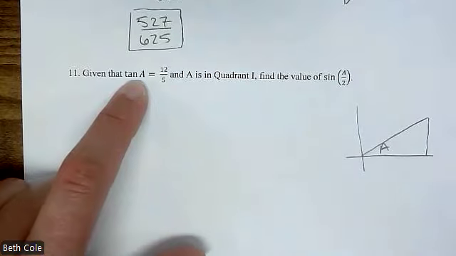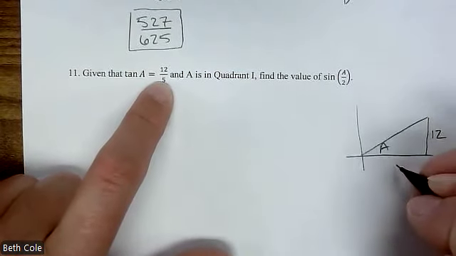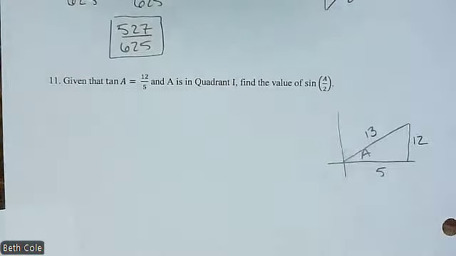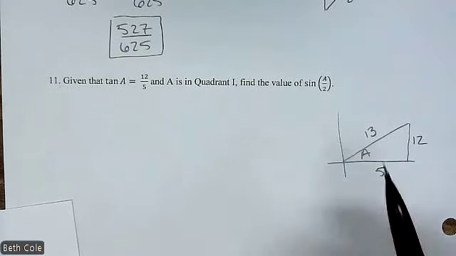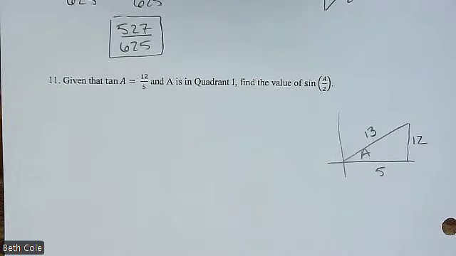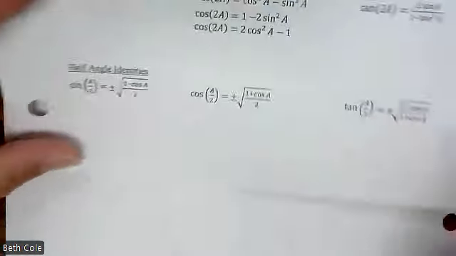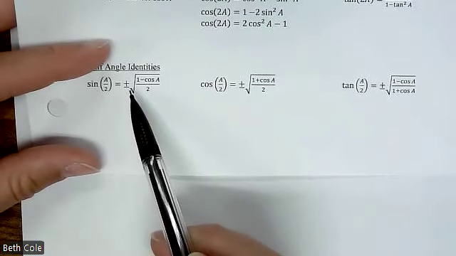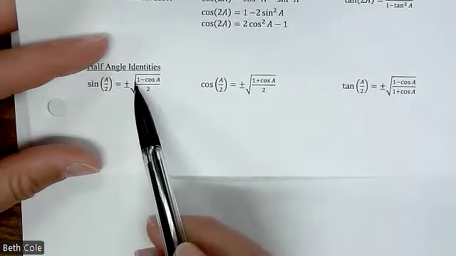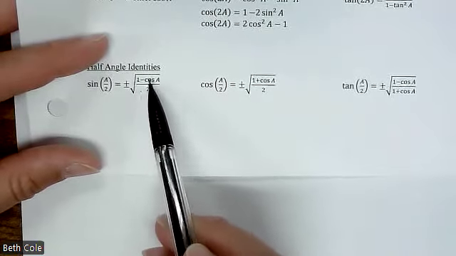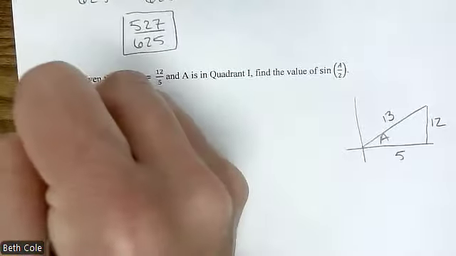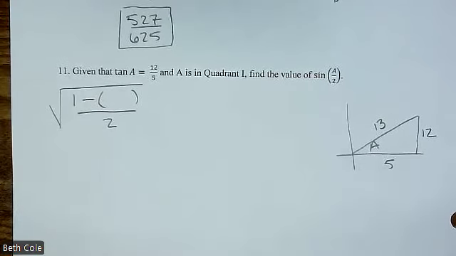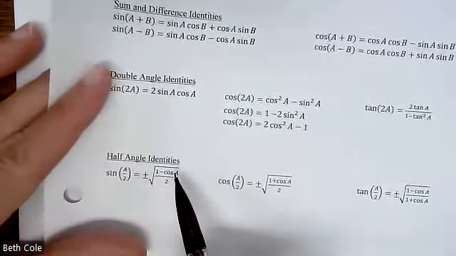Again, we're back to SOHCAHTOA because it's not on the unit circle. Tangent is opposite over adjacent. And so our hypotenuse is 13. And again, for these, you just need to be able to read. You just have to be able to find it on here. It says sine of a over 2. So do you see that right here? Don't put plus minus. It's in quadrant 1. It's just going to be positive. So draw a big square root. And then underneath, it's going to be 1 minus something over 2. So it's going to look like this. And that something is cosine.